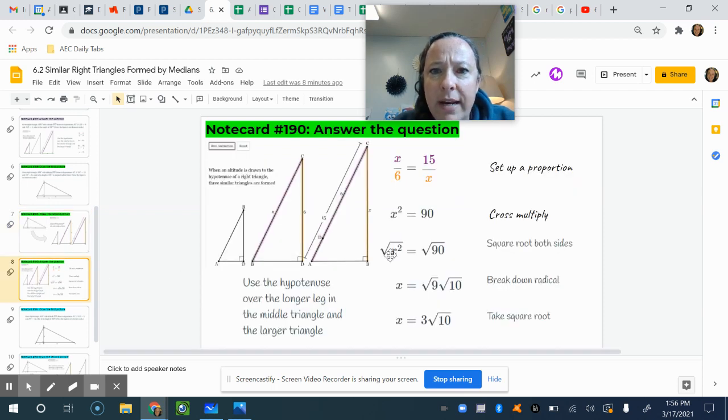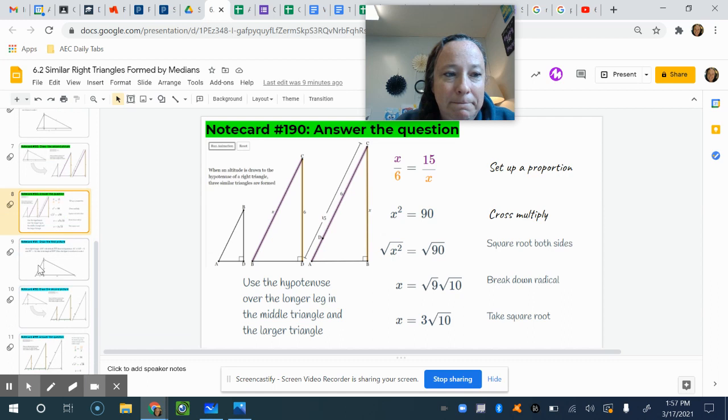All right, now note card 190. Really listen. We've got this set up. I know what's going on. Now I just set up a proportion. X is to 6. So I did X is to 6 as all of 15 is to X. You cross multiply, you get X squared is 90. Don't forget section 1.1. You've got to be able to simplify a radical. And so that would be 3 radical 10. Now you could give a decimal, but I really want you practicing your simplifying radical skills. Pause me and finish up note card 190.